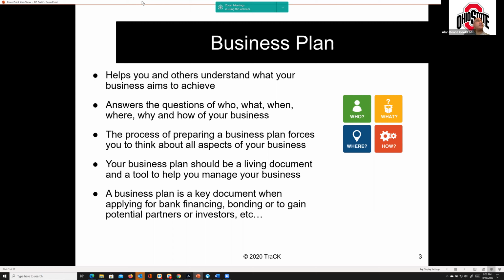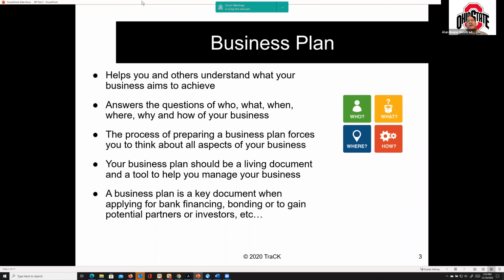And then the business plan answers the questions: who, what, when, where, why, and how. The process of preparing a business plan forces you to think about all the different aspects of your business, because you're putting your business on paper first. The business plan is just a documentation of your planning effort of what you're going to need to get going. So your business plan should definitely be a living document and a tool that helps you manage the sustainability of your business, the health of your business.